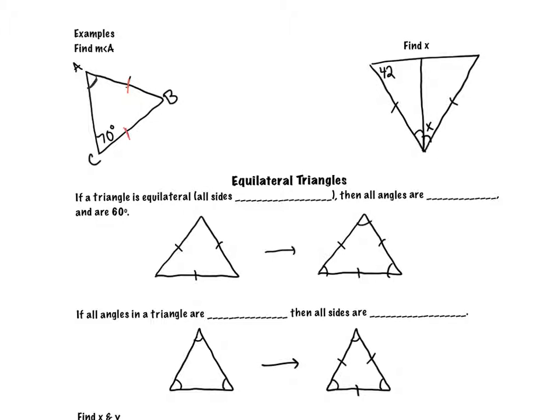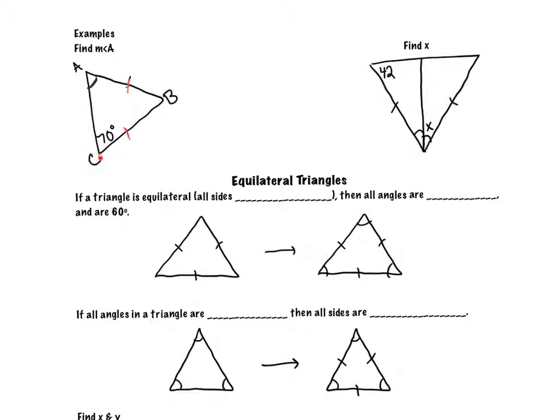So isosceles triangle, and what are the base angles of an isosceles triangle? They're always what? Base angles of an isosceles triangle are always congruent. So A, B, B, C are congruent, meaning that AC is congruent too. CB and BA are congruent, meaning that AC is congruent.